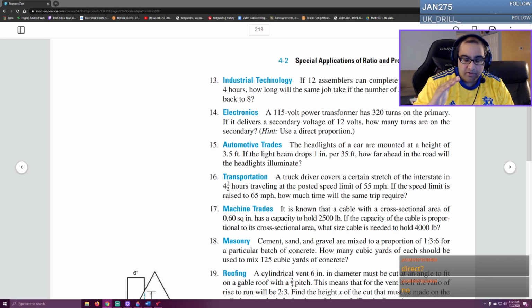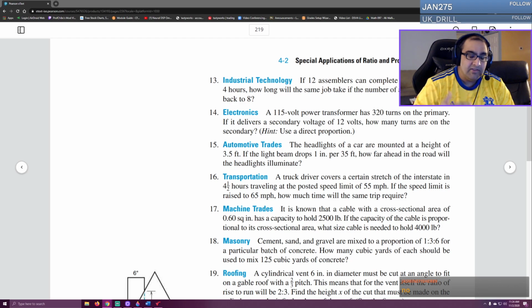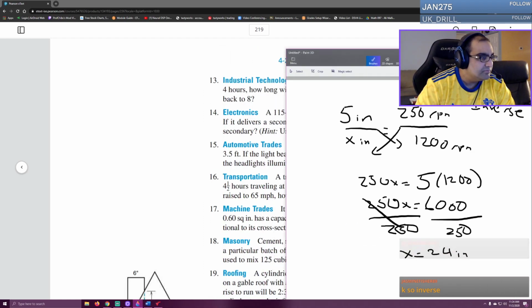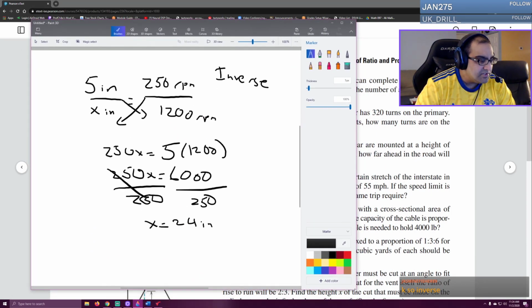So a decrease in the amount of people leads to an increase in the amount of time that it takes to do that particular task. So in that regard, that's why in this case, it's an inverse proportion here. So I just want to kind of guide you through the reasoning behind why I'm using an inverse as opposed to a direct in this problem here. So let's do it out, shall we?